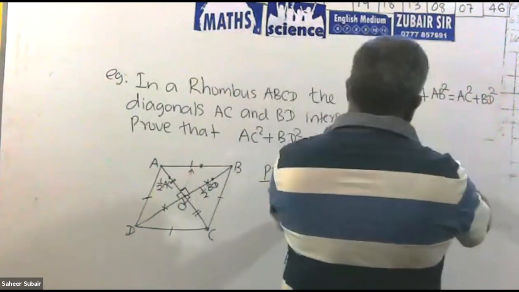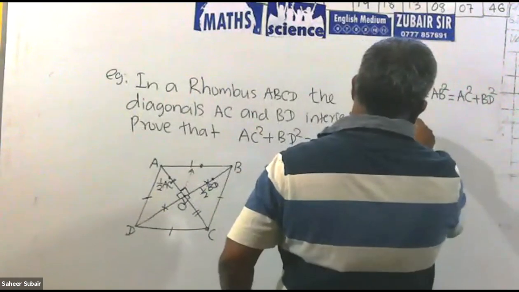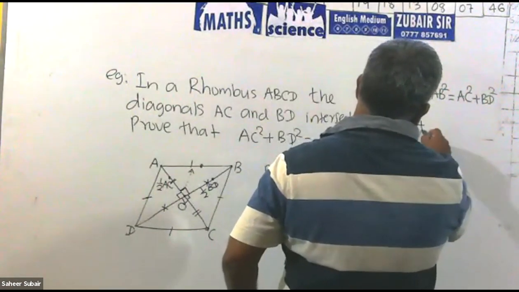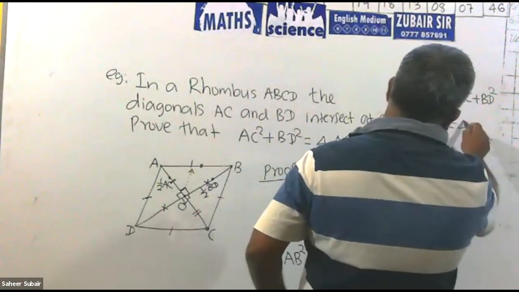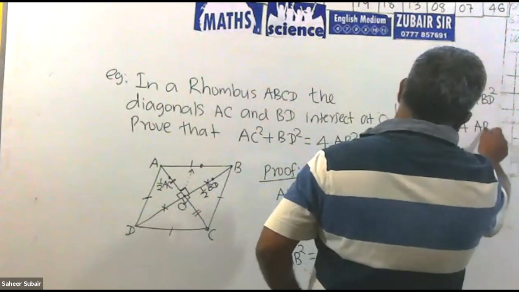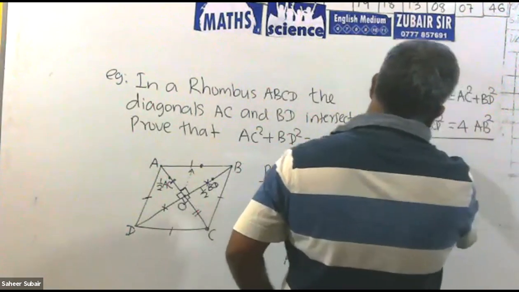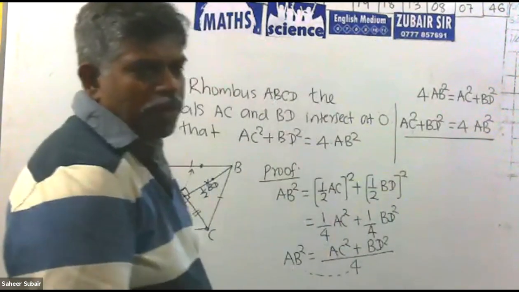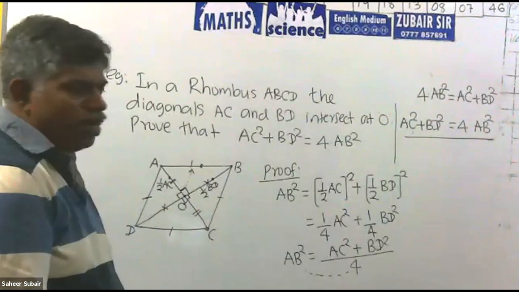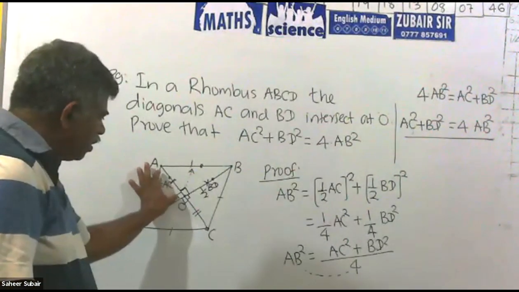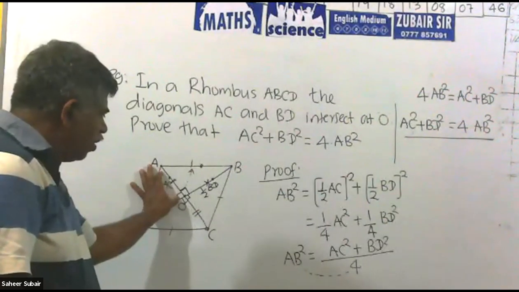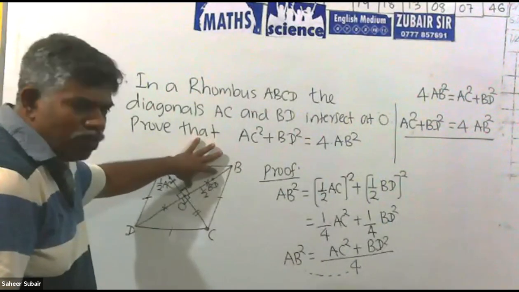If you change the side and write, then we can write that one here. AC squared plus BD squared, we'll write this one on the other side. If you change and write both, then no need to change the sign. Then AC squared plus BD squared equal to 4AB squared. See, simple case. Only the technique is we have to use half AC for this, half BD for this.